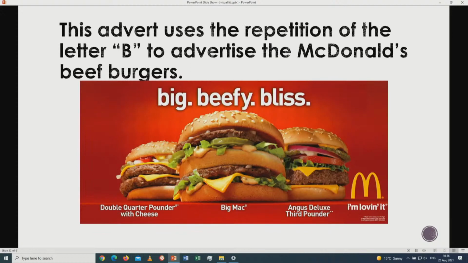Now when we look at this one, we've got "be, big, beef, bless." So these are the alliteration, the consonant sound at the beginning of the word, to advertise the McDonald's beef burgers. So you need to look at advertisements and you'll be able to see that they usually use different types of figures of speech.